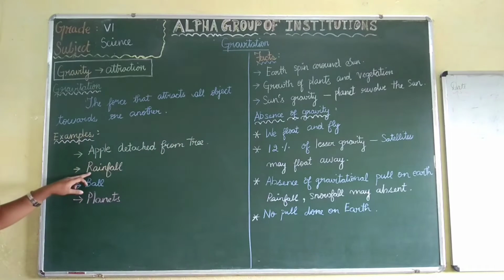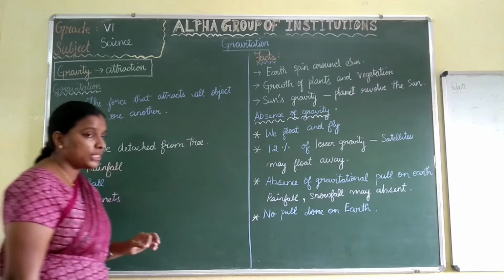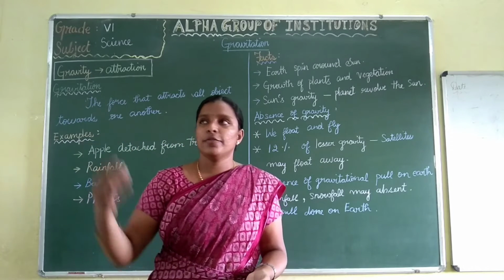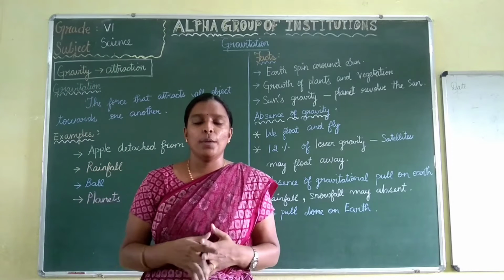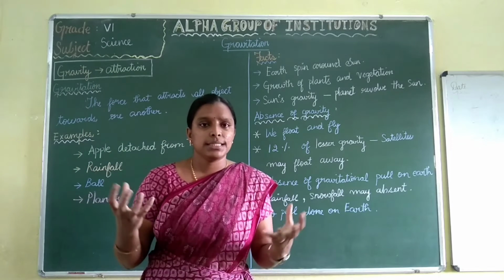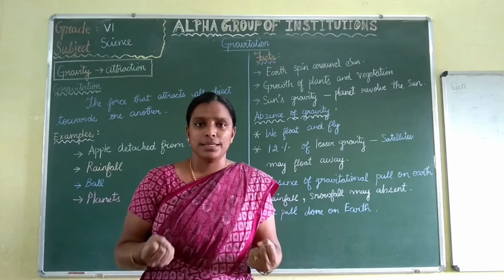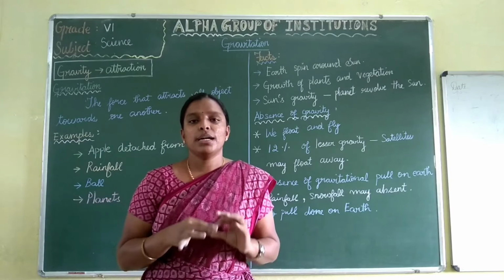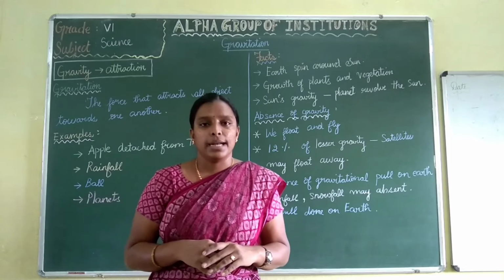Rainfall is also an example of gravitation. In rainfall, water is pouring from the top. We do not pull the raindrops; it is done automatically by nature. That pull is what causes the rainfall.